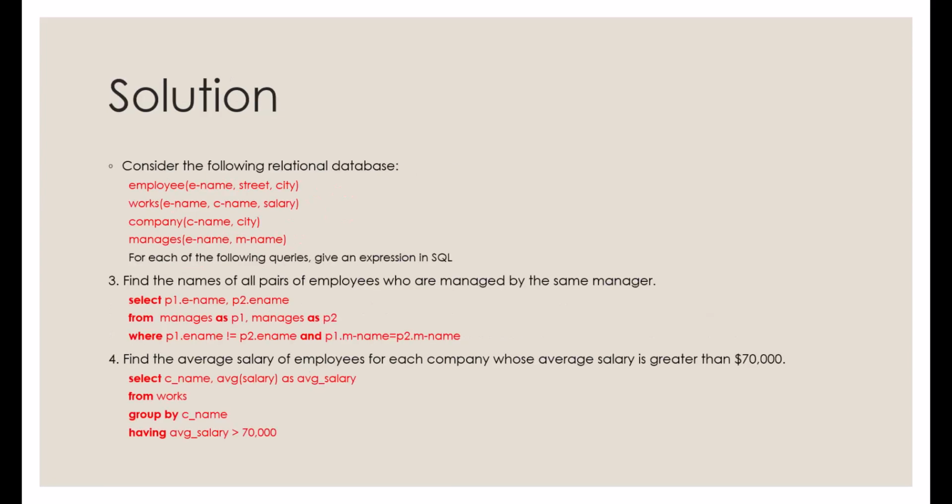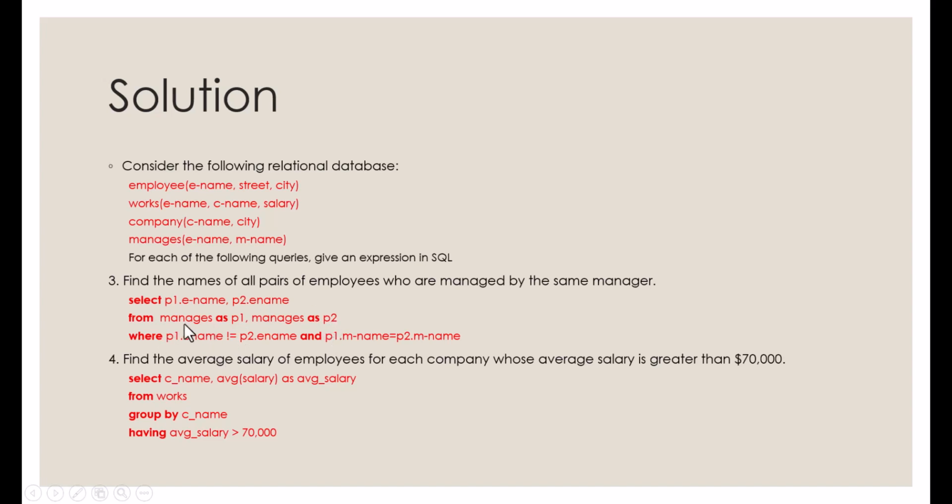So number 3, we are doing a Cartesian product between managers and managers because this one has the name of the employee that's being managed by the manager, which is M name. So we have select, actually let's start from here. So from clause, we are doing a Cartesian product between managers and managers, and we are renaming them to be called P1 and P2. You could pick whatever name I want, but I just picked something shorter, P1 and P2.